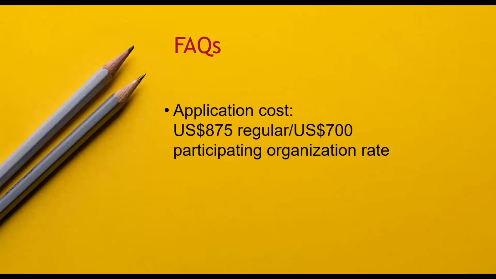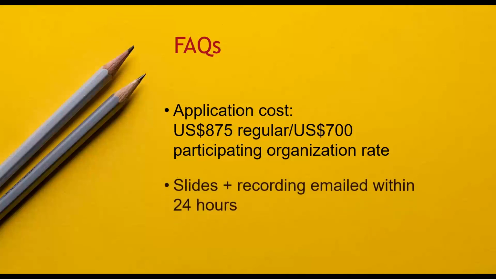So firstly, the application cost is $875 US at the regular rate and $700 US if you are a member of a participating organization. A participating organization would be the Association of Fundraising Professionals, the Association of Healthcare Philanthropy, or the Canadian Association of Gift Planners. We have a list of 30 participating organizations we work with in the About section of our website. So feel free to have a look there, because if you are a member of any of them, you will be able to get that discount.